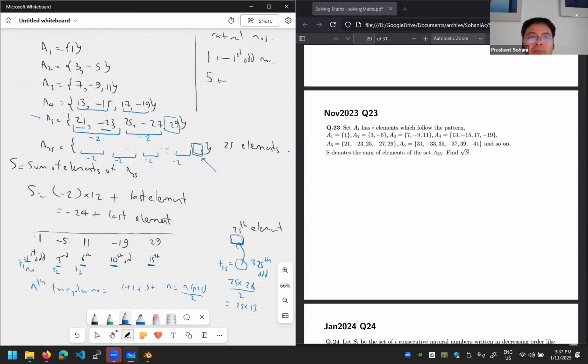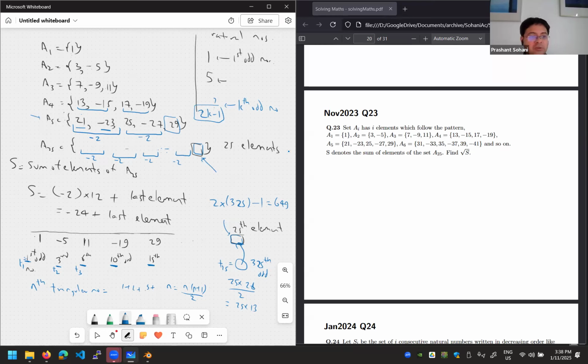So how do I find the 325th odd number? How do you find the kth odd number? What is the formula for the kth odd number? It is 2k minus 1. You can check that this works: the first odd number is 2 into 1 minus 1, the second odd number is 2 into 2 minus 1. Like that, the kth odd number is 2 into k minus 1. So this 25th element I'm interested in is 2 into 325 minus 1. So that is 649.